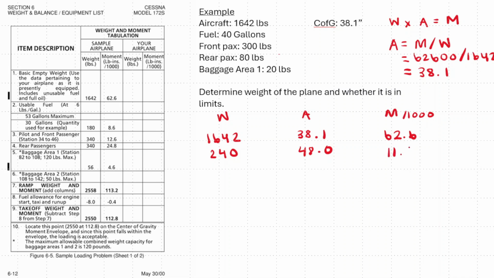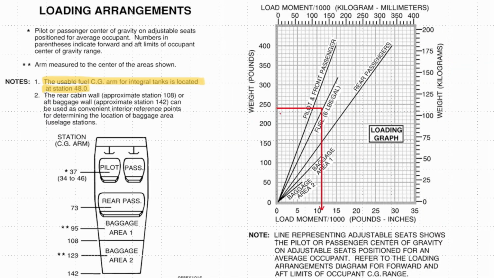But again, we're dividing that by 1,000, right? So we'll get 11.5. The other way I wanted to show you, remember 11.5, is you can use this loading graph. This is the weight, and you can use this for multiple things in the weight and balance. You can use it for the weight of the passengers, the weight of the fuel, the rear passengers, baggage area 1, and baggage area 2. And this will help you find the moment, just by using the graph. So if you really don't feel like doing weight times arm equals moment, you can definitely use this.